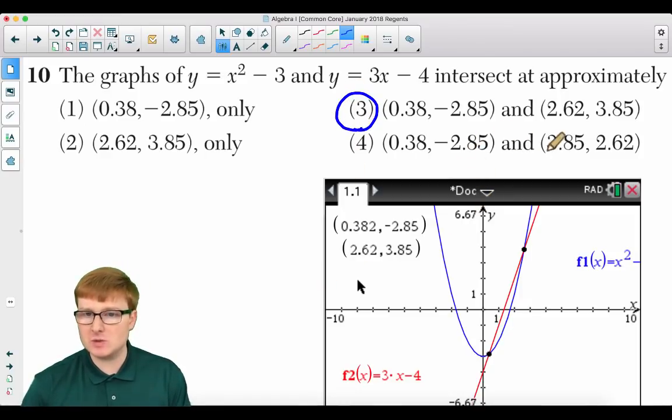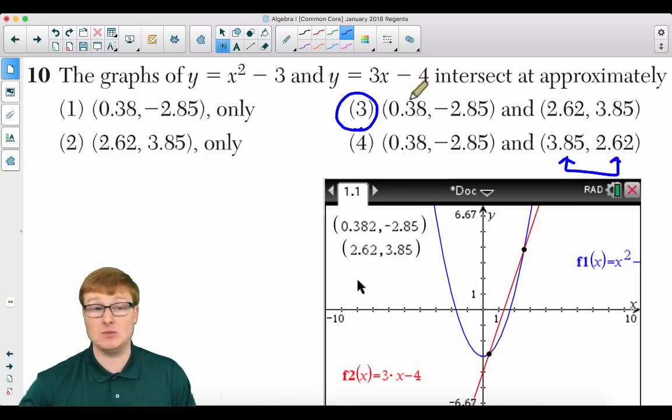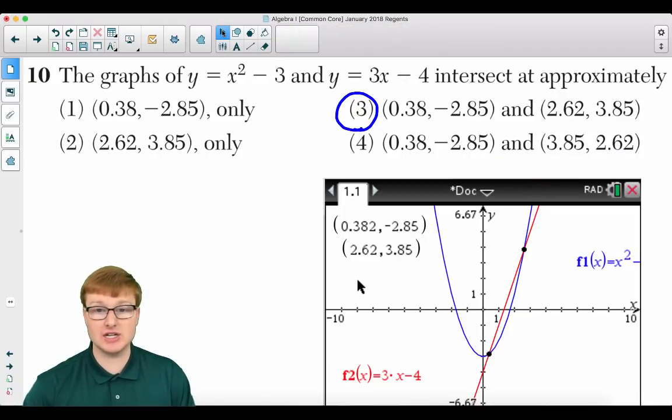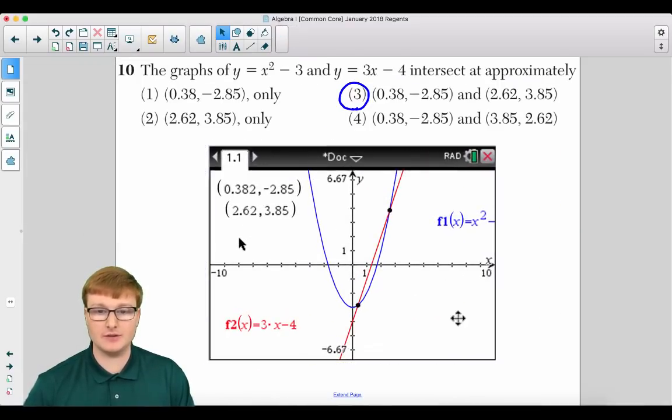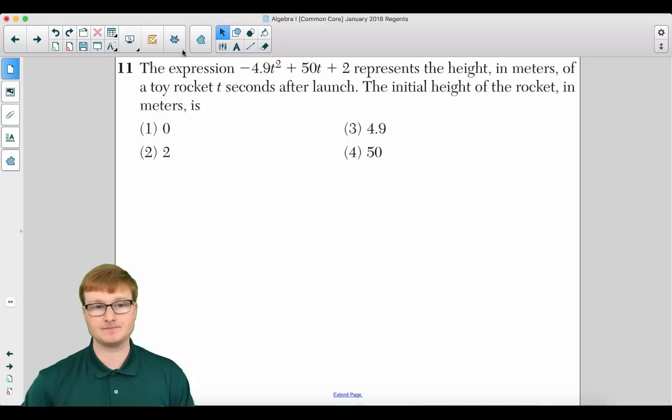The only difference between these two answer choices is they decided to swap the X and the Y to play tricks on your eyes, and they wanted for you to fall for choice 4. But your answer for this question is going to be choice 3. Not a bad question, just had to use your graphing calculator for that. Moving on to number 11.